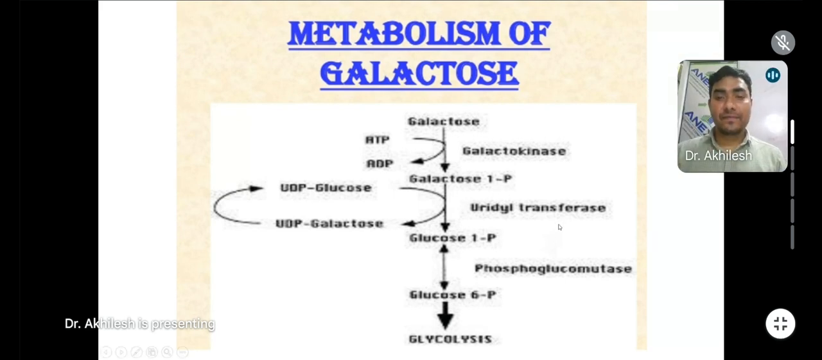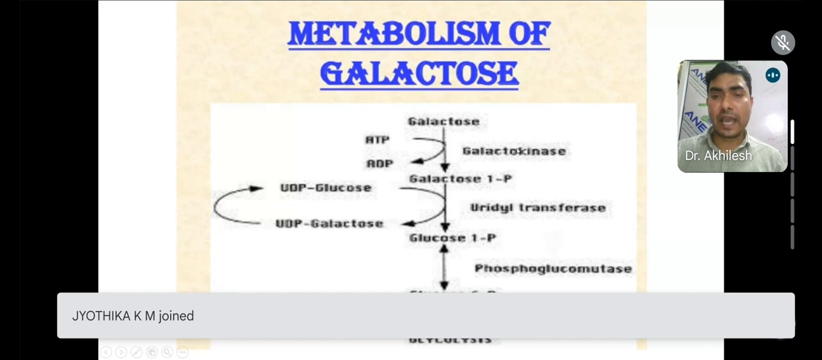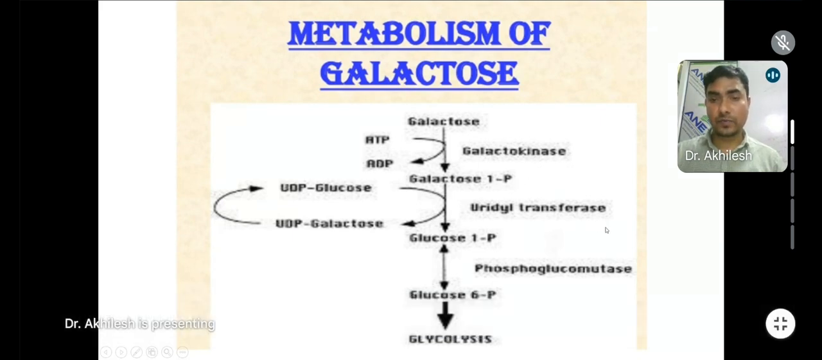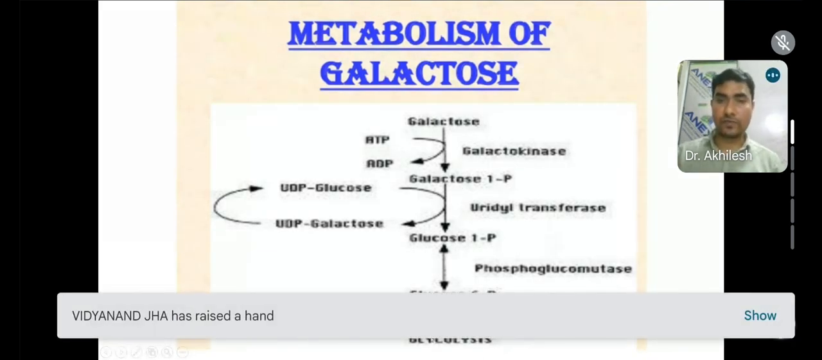Okay. So again, I am informing a little bit about how enzymes are named. Kinases are always known for adding phosphate groups, and transferases always transfer a functional group from one to another. There are also isomerases, which have similar functions. So galactose is converted into glucose, and then glucose 6-phosphate, followed by glycolysis.